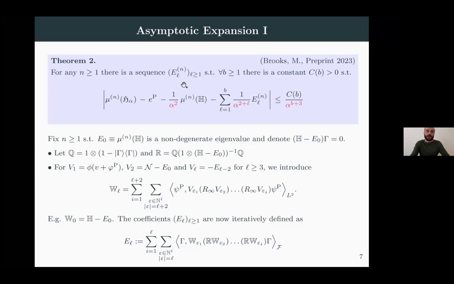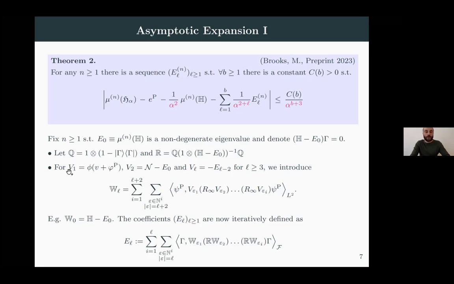And to define these coefficients, let us fix the number n and assume for simplicity that the eigenvalue of this quadratic operator H is non-degenerate. And then let's call its eigenfunction gamma. And for notational simplicity, let us also drop this superscript n on this slide. And then we introduce the spectral projection that projects away from this eigenstate gamma. And since we know that the quadratic operator H has spectral gaps of order 1, we can also define this inverse when we project away from this state gamma.